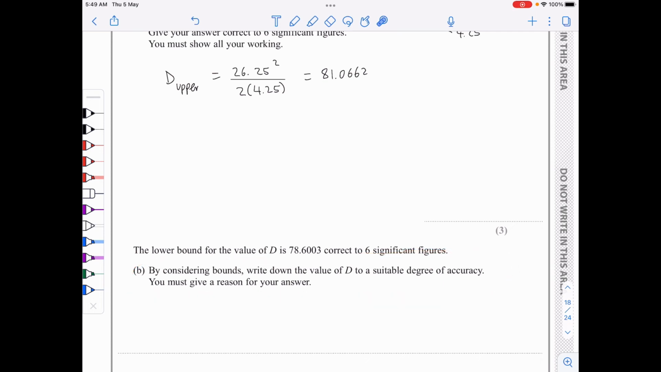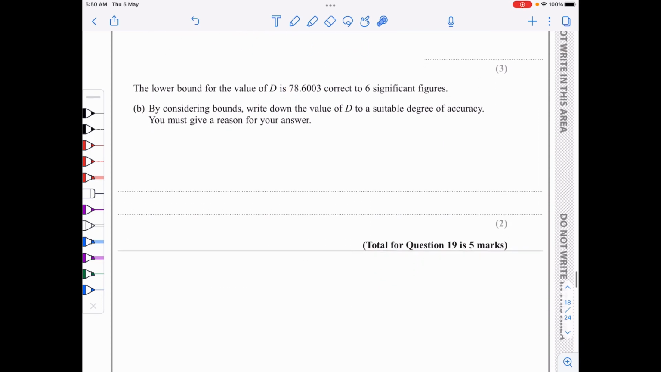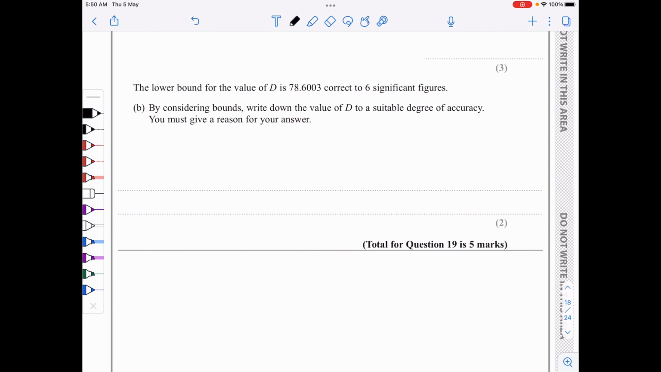Now notice that if I was to round the upper bound to the nearest integer, it would be 81, and this, it would be 79. They do not agree to the nearest integer. But if I was to round to the nearest first significant figure, it would have been 80, and this would have been also 80. So they agree to one significant figure to 80. So that's gonna be my answer. So write down the value of D to a suitable degree of accuracy. Well, both bounds round to 80 to one significant figure.